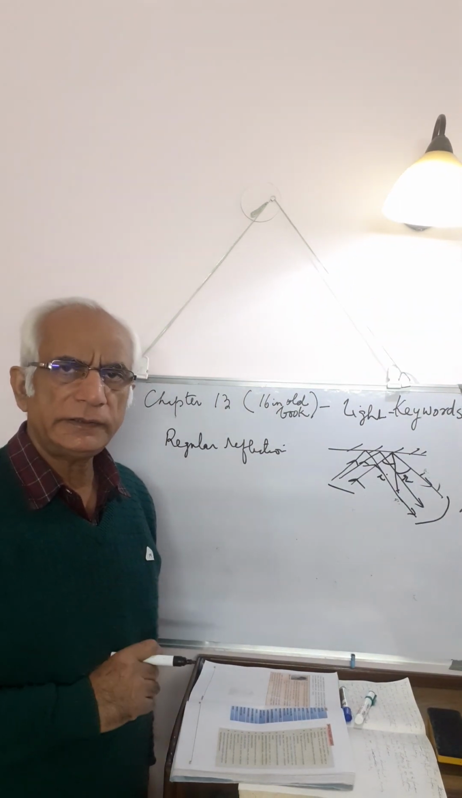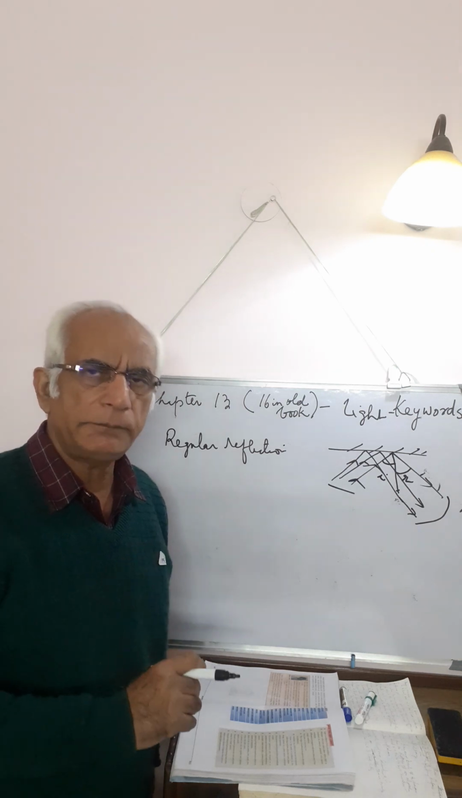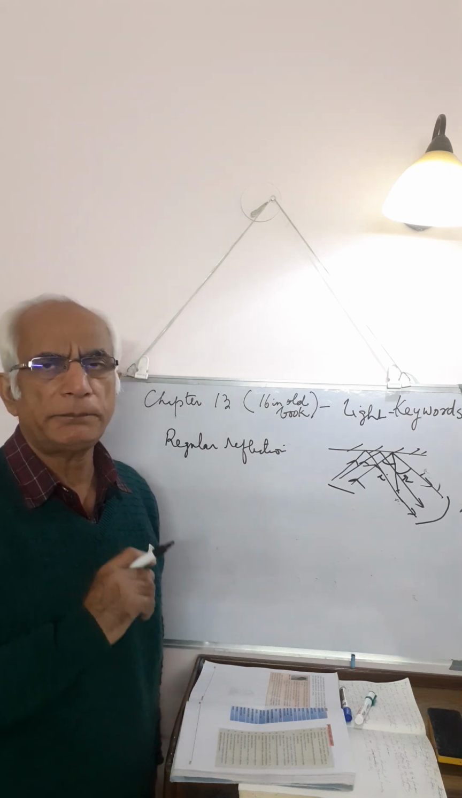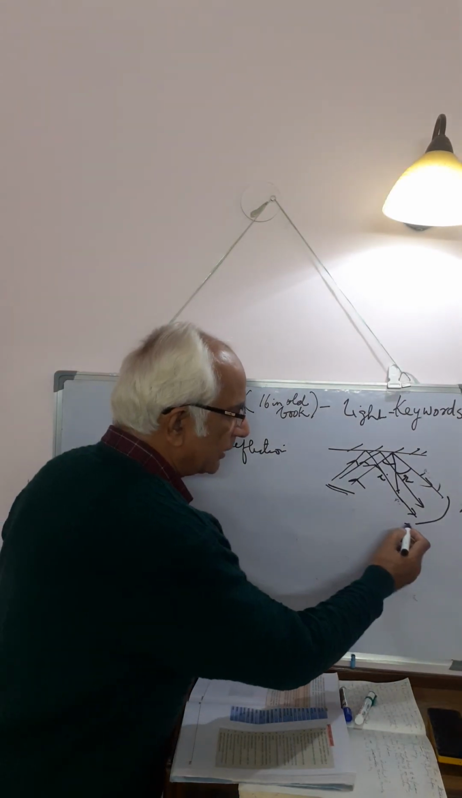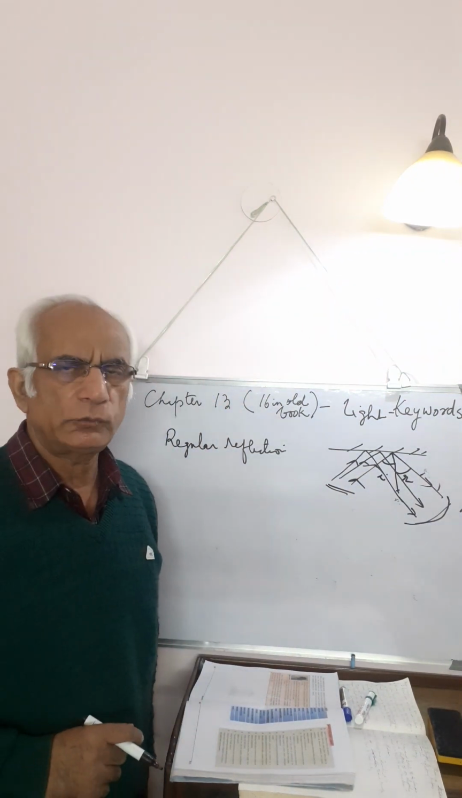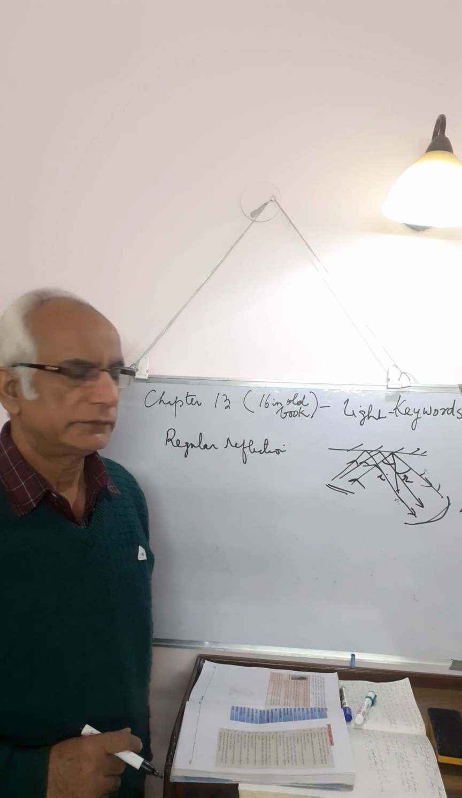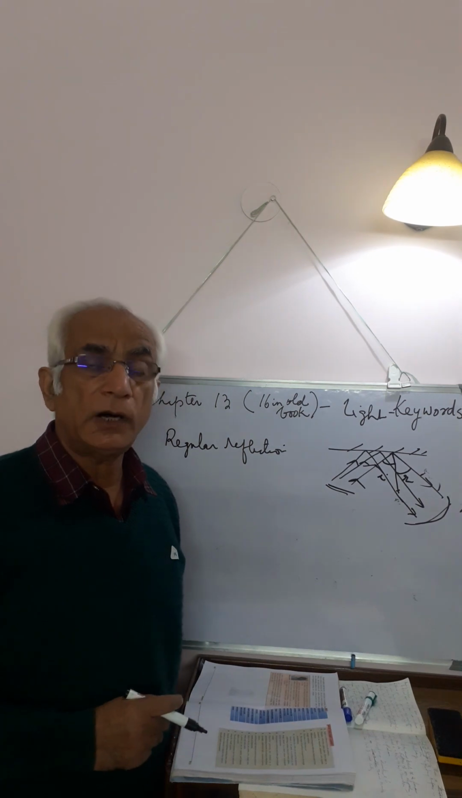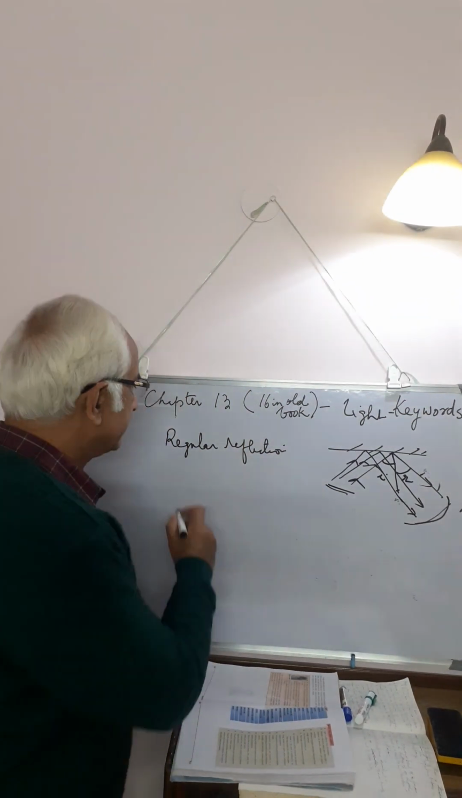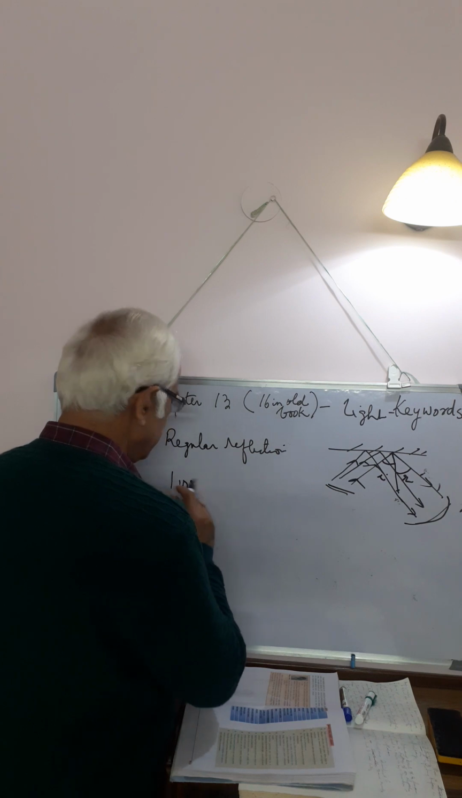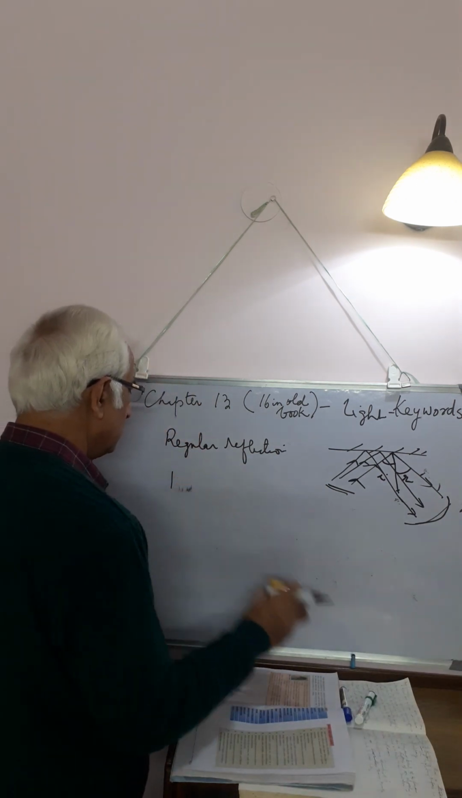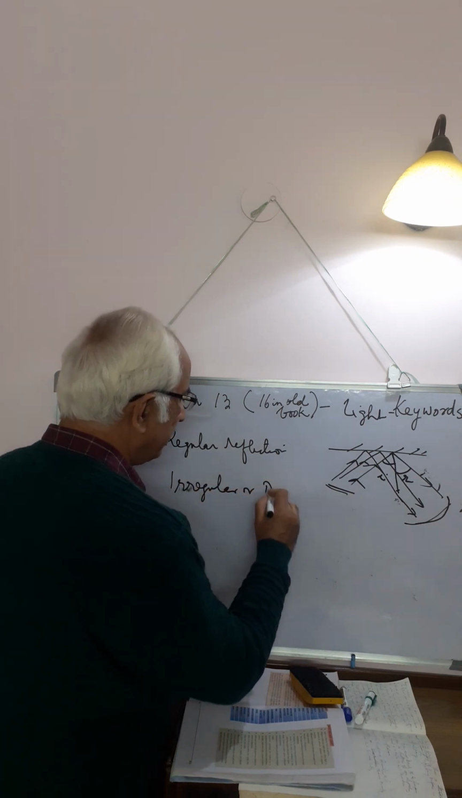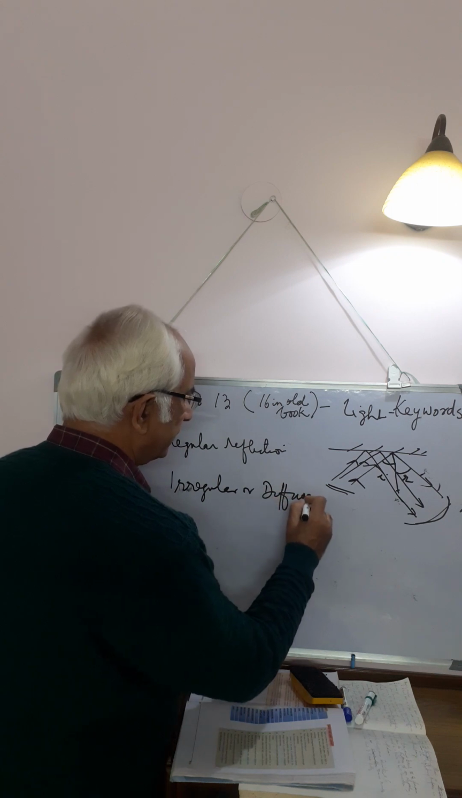In regular reflection, the rays of the reflected beam are also parallel if the rays of the incident beam are parallel. So that is called regular reflection. But if the rays of the reflected beam are not parallel, then it is called irregular or diffused reflection.